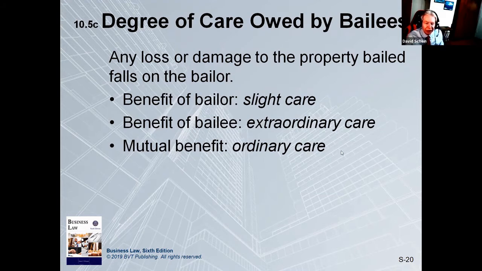Now, the distinction in bailments is how much care you have to take of the materials involved. And so you have slight care for the benefit of the bailor. Benefit of the bailee, you have to take extraordinary care. And if it's mutually beneficial, then you have ordinary care. So a dry cleaning situation, car rental is ordinary care.